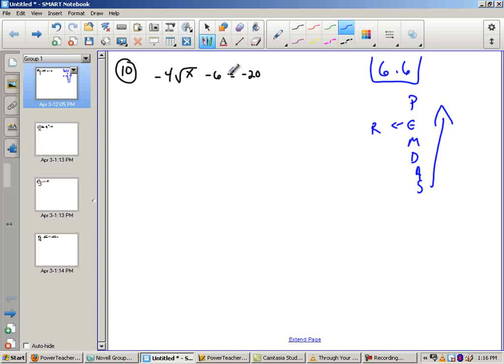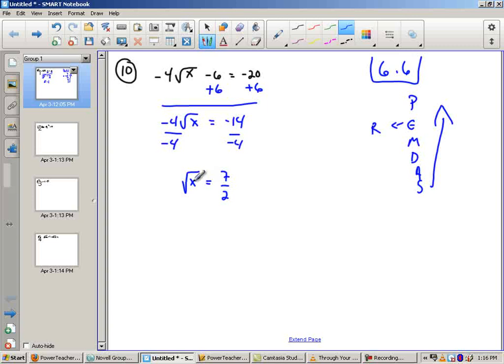Alright, so to get started with a problem like this, I need to do any addition subtraction in the problem, and I notice that there's a -6 here, so I'm going to add 6 to both sides, leaving me with -4 times the square root of x equals -14. That's all of my addition and subtraction. Now I notice there's multiplication division to deal with, so I'll divide by -4 to get the square root of x is equal to -7. The negative and negative will cancel, 7/2 when we reduce.